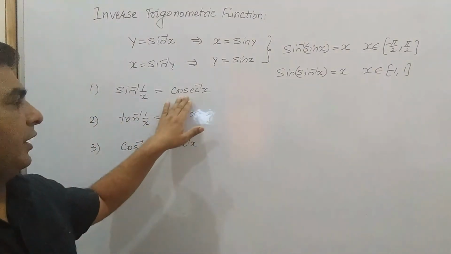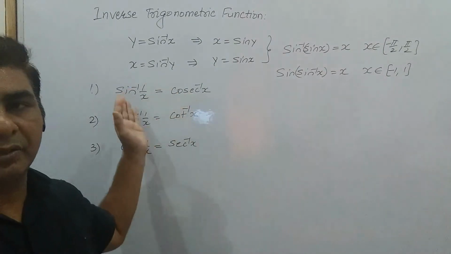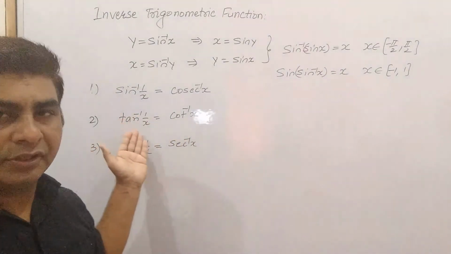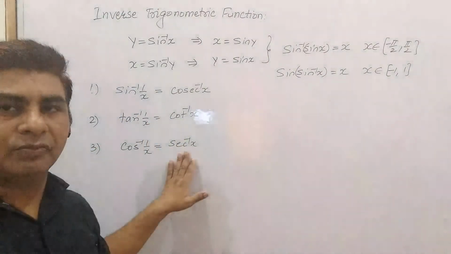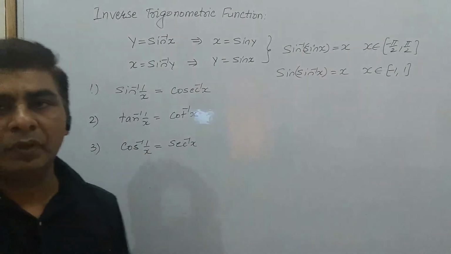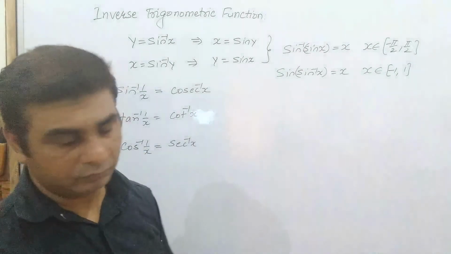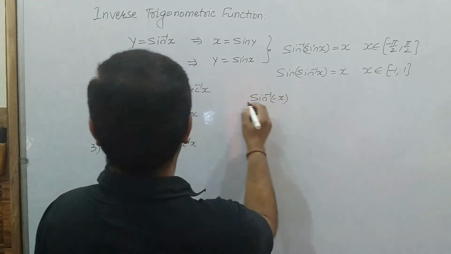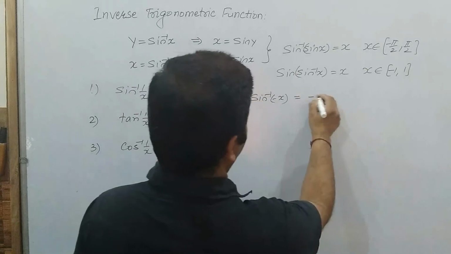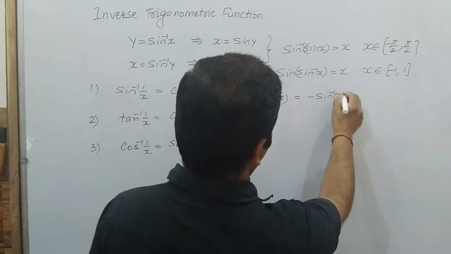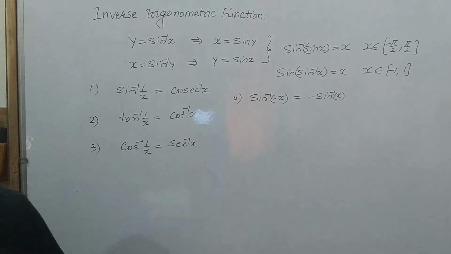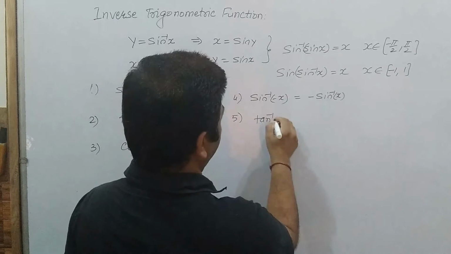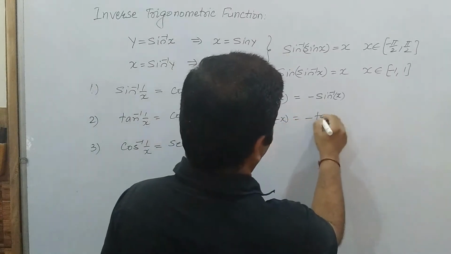If cosecant inverse 1 by x is there, then you can replace it by sine inverse x. If cot inverse 1 by x is there, then it can be changed into tan inverse x. If sec inverse 1 by x is there, it can be replaced by cos inverse x, and so on. Now in case of sine inverse minus x, this is number 4, this can be written as minus sine inverse x. And in case of tan inverse minus x, this can be replaced as minus tan inverse x.